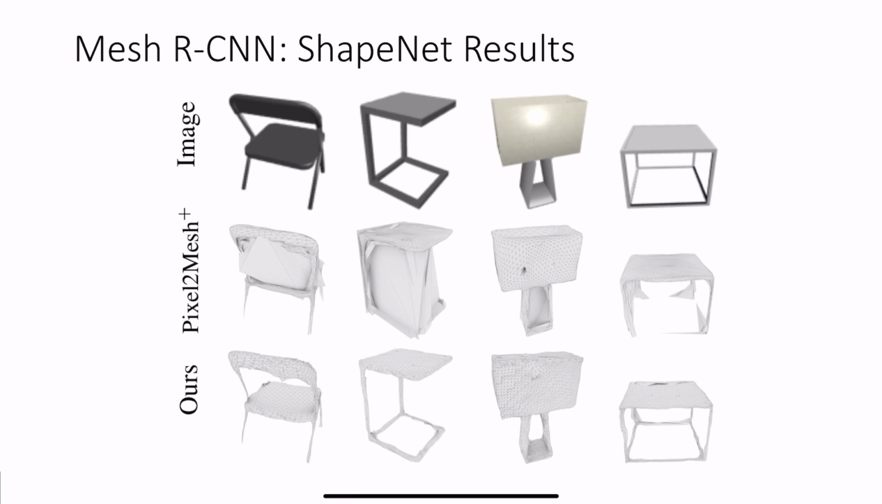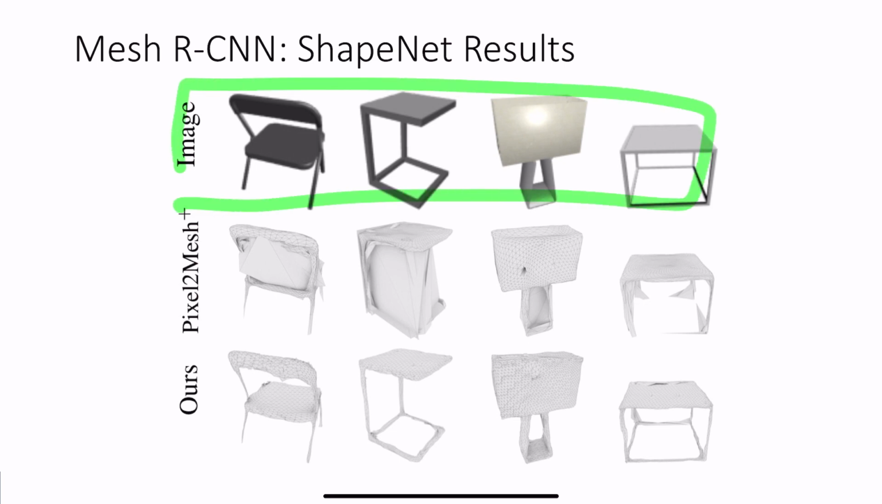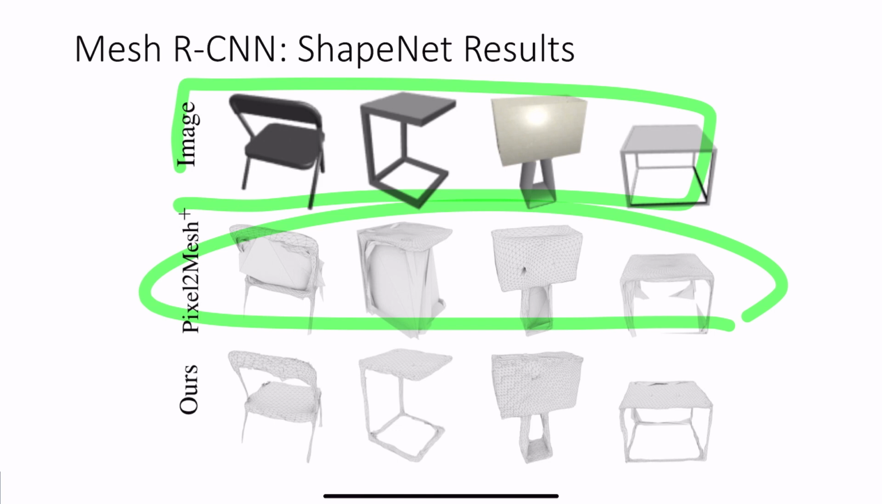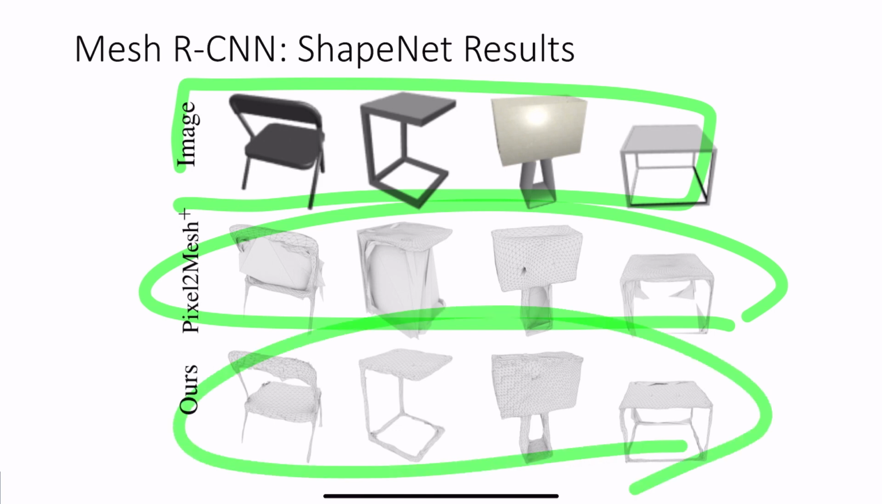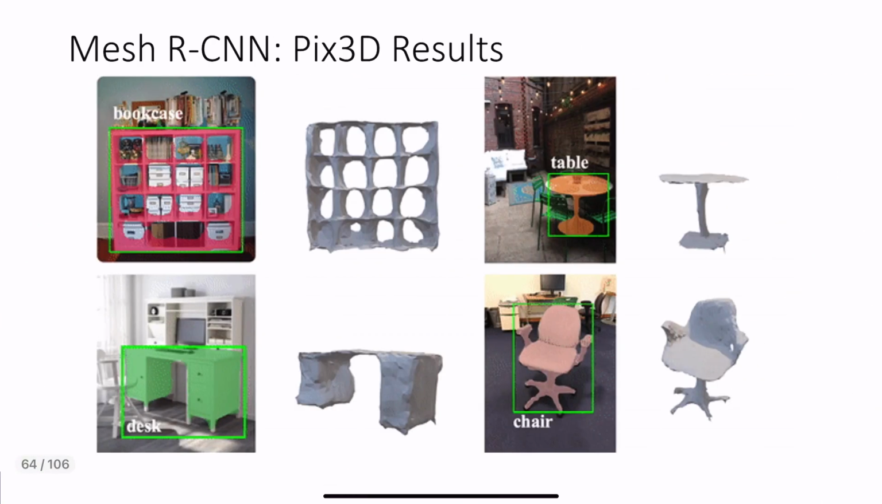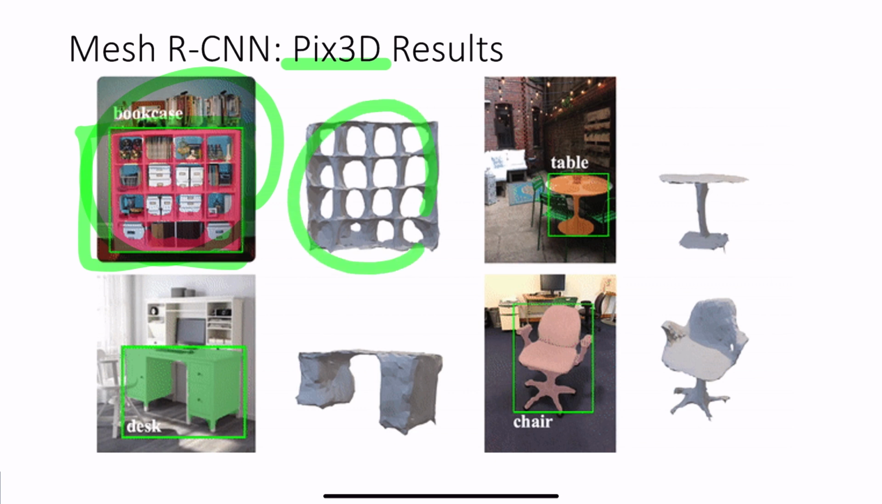I don't want to skip the detailed side of Mesh R-CNN, but this is just a result on the ShapeNet dataset. So this is the input images. This is Pixel2Mesh plus the version 2, and this is the Mesh R-CNN output. It preserves the structure deformation precisely, and this is another result on the Pix3D dataset. So this is the input images, this is the extracted boxes, and this is the estimated 3D mesh model, chair to 3D mesh, or table to 3D mesh. So results are very good.